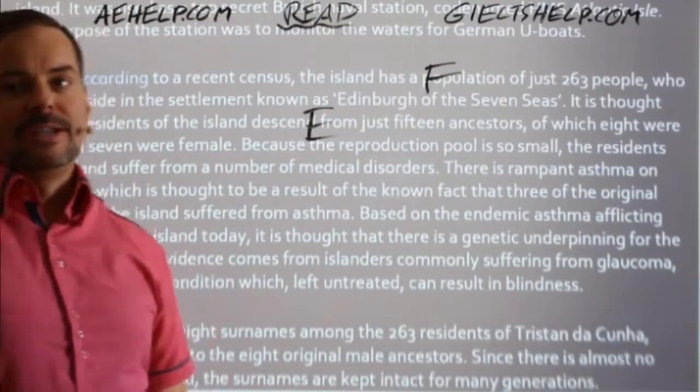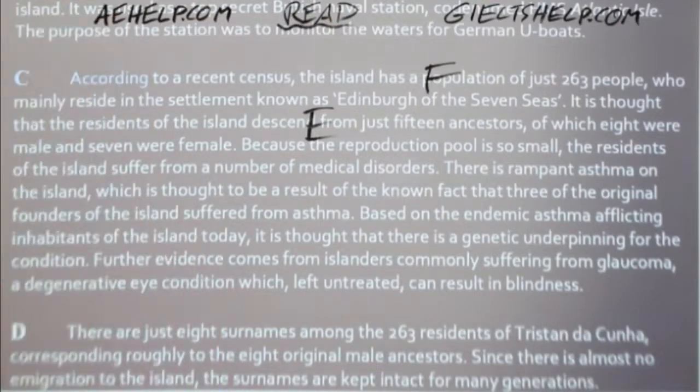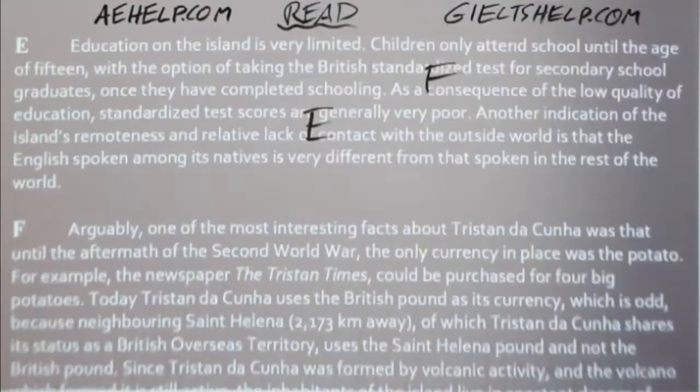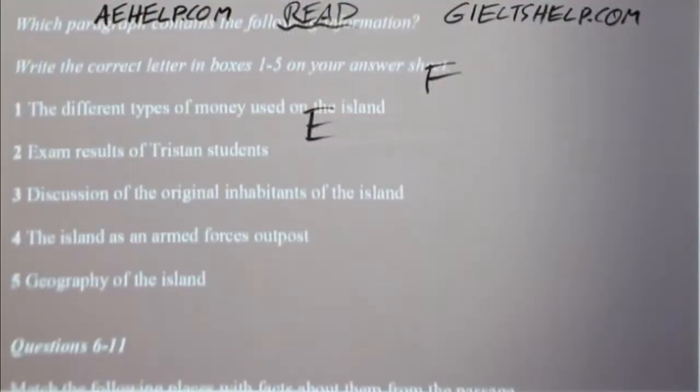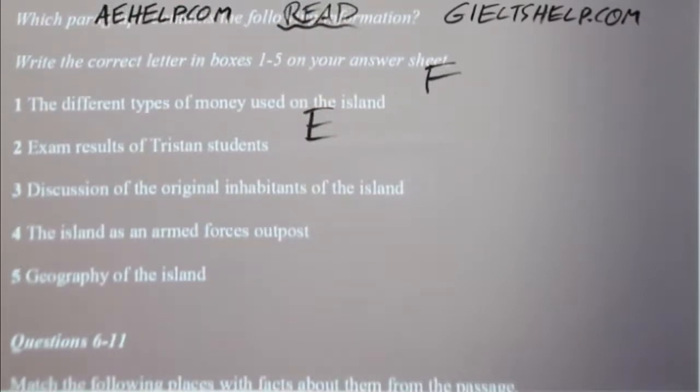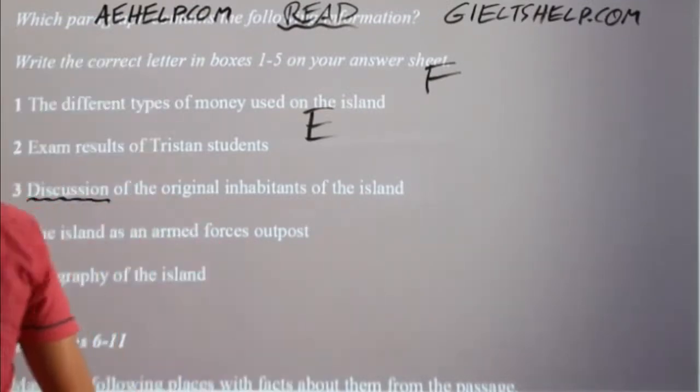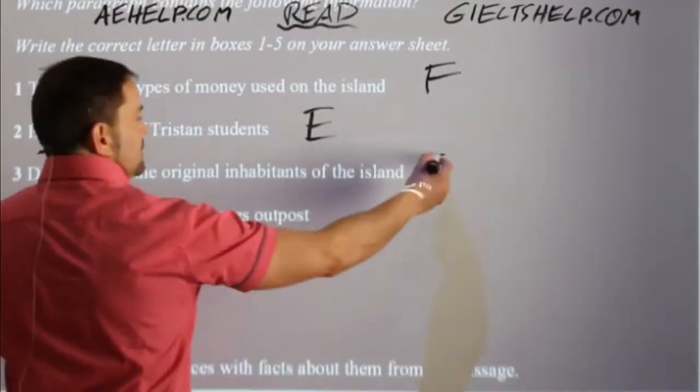C is the better answer. Okay, C is the better answer. So for those of you answering C, you got it. That's the first mention of the original inhabitants. It's the discussion of the original inhabitants. So be really careful with words like that. Okay, all right, so C is the right answer.